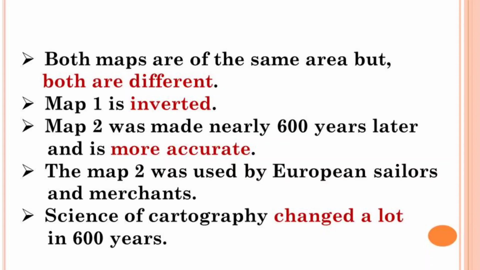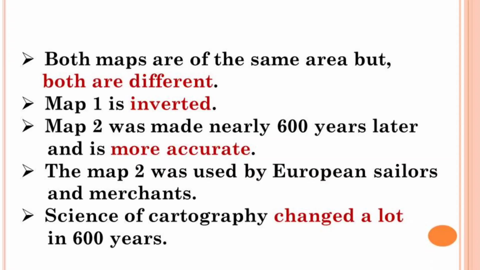Map 1 is inverted. If you look at the first map, it is inverted. The upside is down and the downside is up. South India is drawn at the upside. In fact, South India is at the down part. But he drew it inverted. Al-Idrisi drew it inverted in 1154. And map 2 was made nearly 600 years later and it is more accurate.